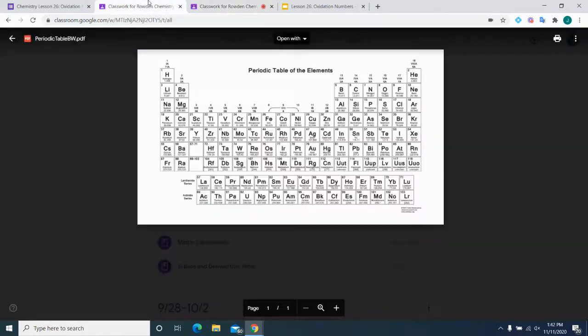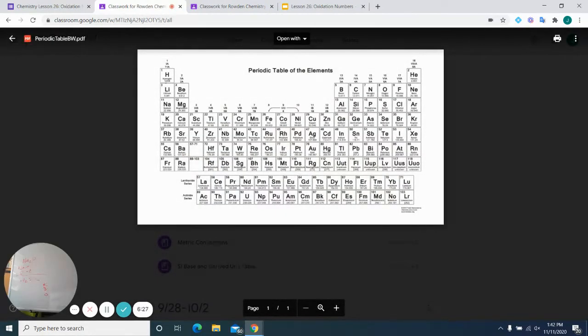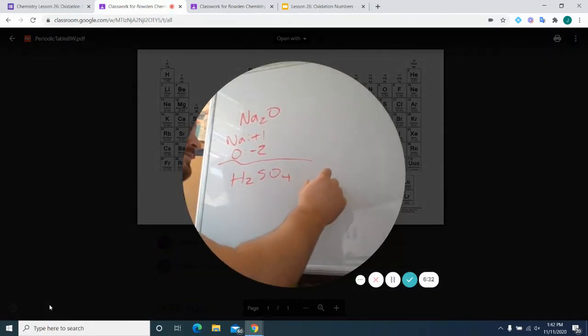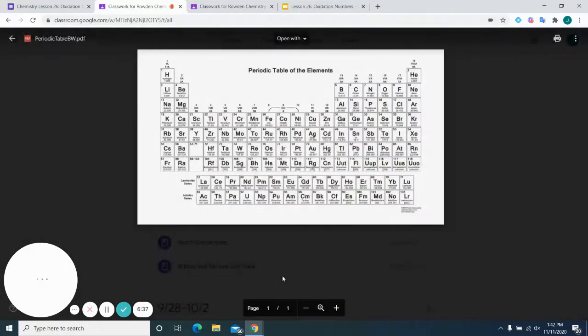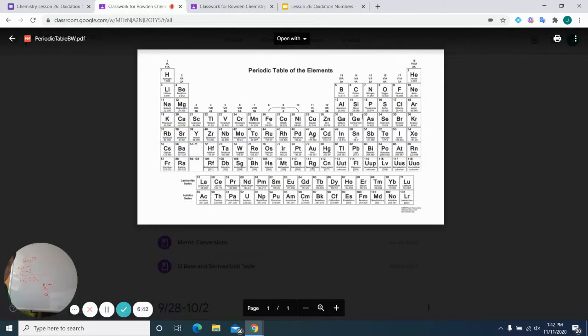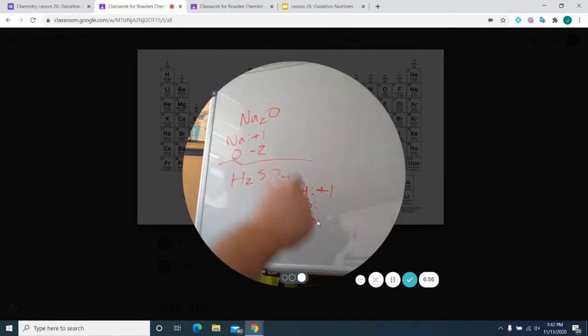So we have H. Right here, it's group 1. So H gets to be +1. Okay, is S predictable? S is right here in group 16. Now, yes, oxygen is -2, but the other ones can change. So let's leave S blank. We don't know what S needs to be yet. Leave it blank. And then oxygen, we know that oxygen is always -2. That's one of the ones that we know for sure.